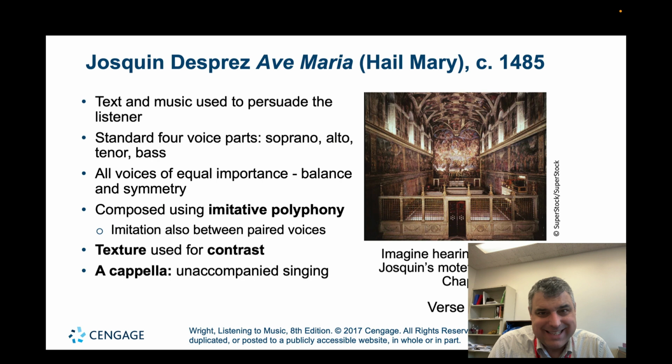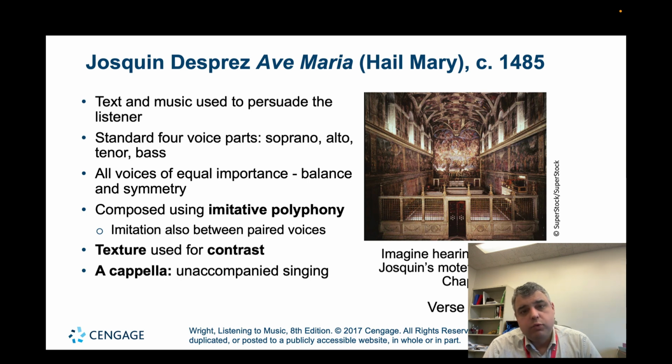Josquin des Prez, the Ave Maria. So the piece we're going to look at by Josquin is Ave Maria. It's a motet praising the Virgin Mary. Now, the text and the music is used to persuade the listener, kind of draw the listener in, okay? And the piece is written for your standard four-voice choir: soprano, alto, tenor, and bass.